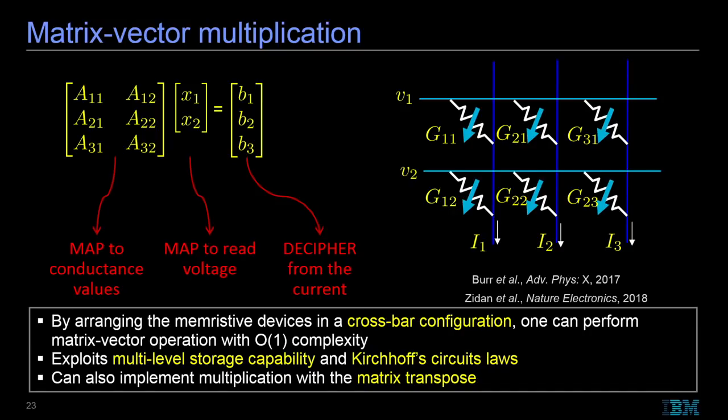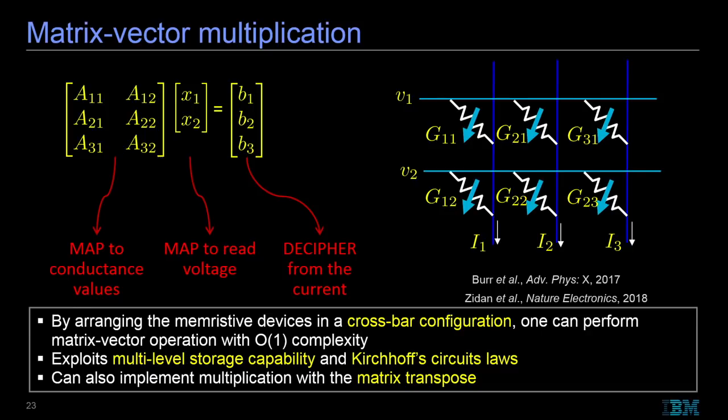So what you've done is you are just using the multi-level storage capability in this case. It's not enough that you only have binary storage capability, because you need to map your A to G, right? So that means you need this analog storage capability. And we are exploiting the Kirchhoff's circuit laws, Ohm's law and Kirchhoff's current law.